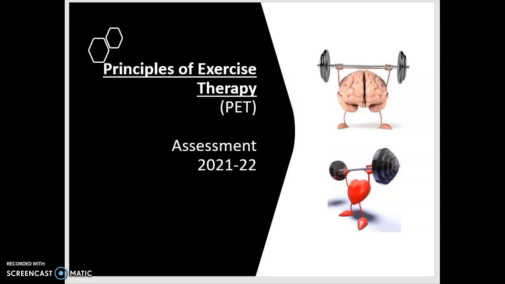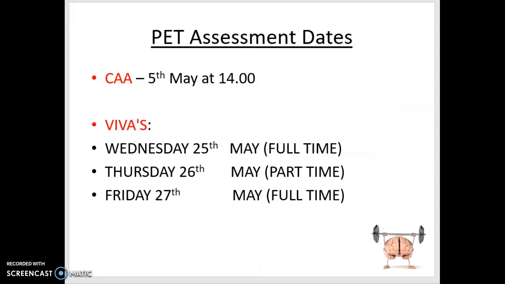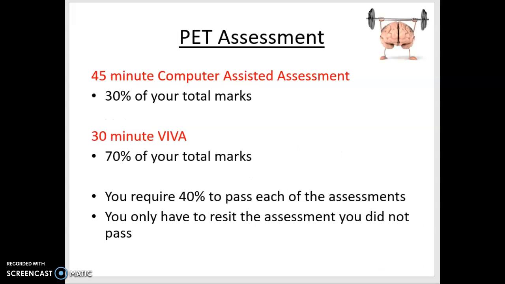So we're just going to tell you about the exams. The computer assisted assessment is on the 5th of May at 2 o'clock. I believe that's for full and part-time, although watch this space. And then the Vivas for the full-time will be on Wednesday and Friday, the 25th and 27th of May. And then the part-timers, your exam will be on Thursday, the 26th. Times will be released closer to the date.